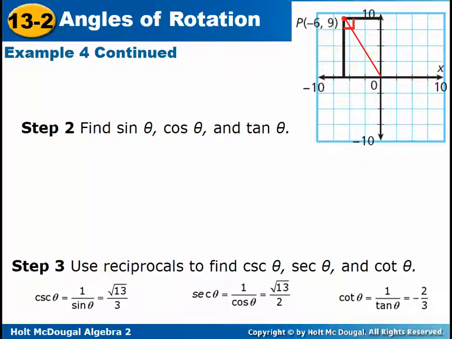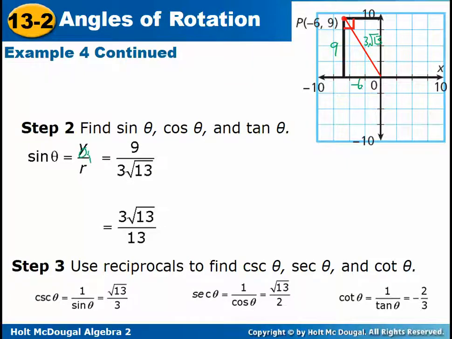So let me fill this back in. We've got -6 here. We've got 9 here, and this was 3 square root of 13 for the hypotenuse. So the sine is equal to the opposite over the hypotenuse. So I don't even need this y and r stuff. It's opposite over hypotenuse, which is 9. This is the angle we're talking about in here. 9 over 3 square root of 13.